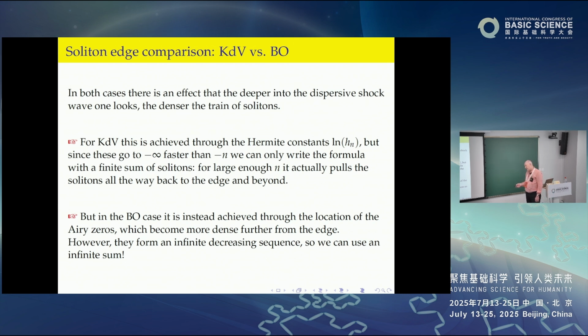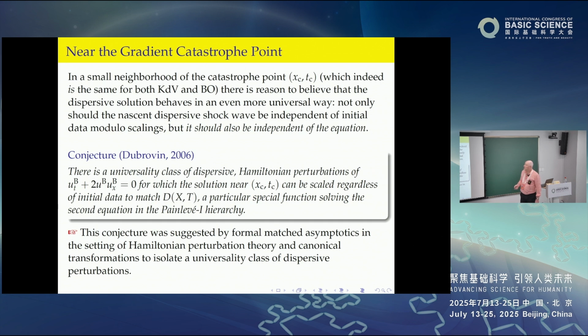Because they form an infinite decreasing sequence, we really can use an infinite series in the case of the Benjamin-Ono problem. We can't do that for KdV, for the reason that I explained. Okay. All right, so the last part has to do with the gradient catastrophe point itself, (xc, tc). That's really the same point in the space-time plane for both equations.